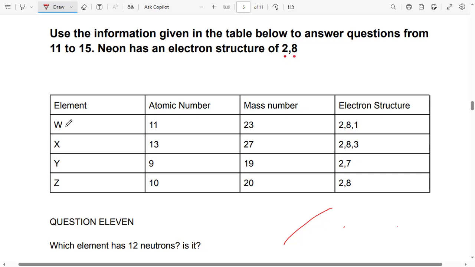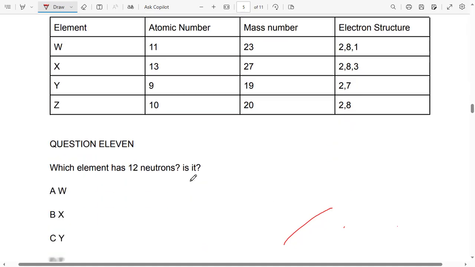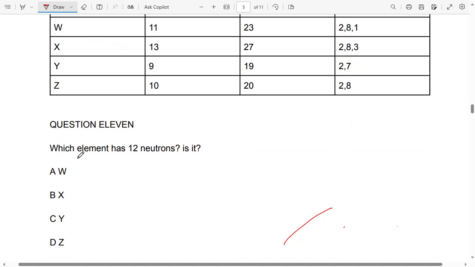Let's look at what we've been given in this table. We have this element W with atomic number 11, mass number 23, and electronic structure 2,8,1. And then we also have X, Y, and Z. Now let's look at the first question, question 11. They're saying, which element has 12 neutrons? Is it W, X, Y, or Z? Which one has 12 neutrons?